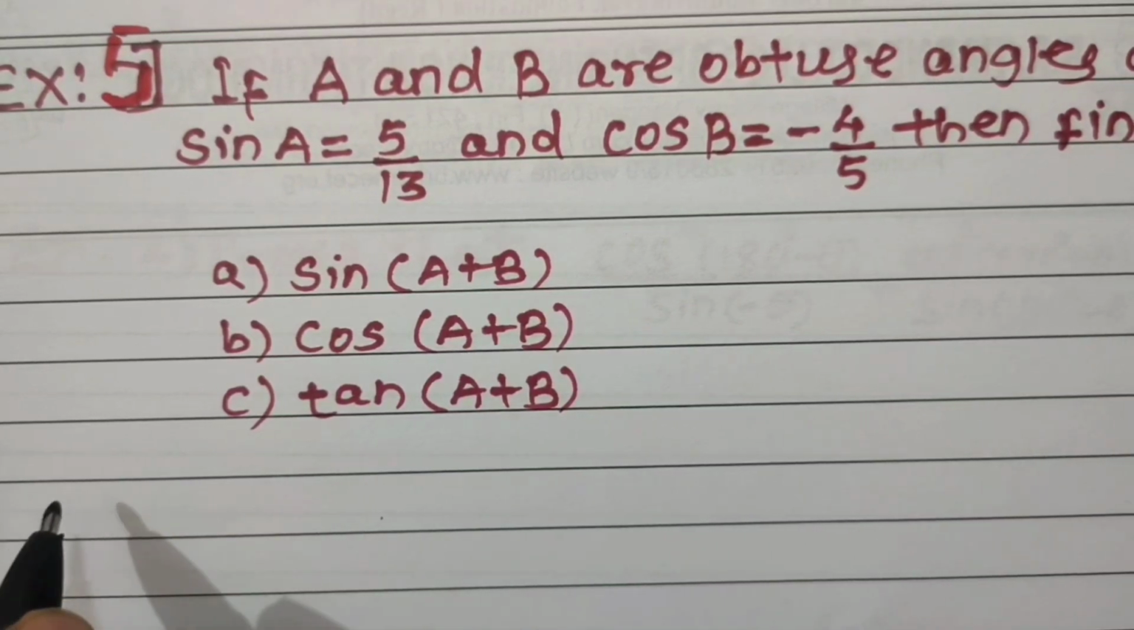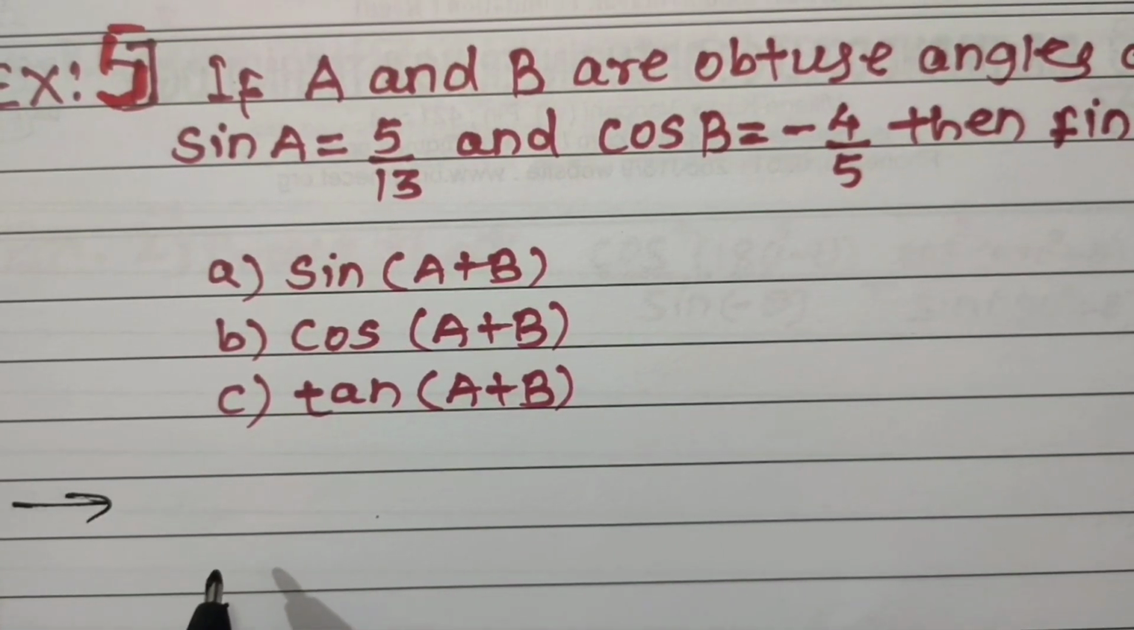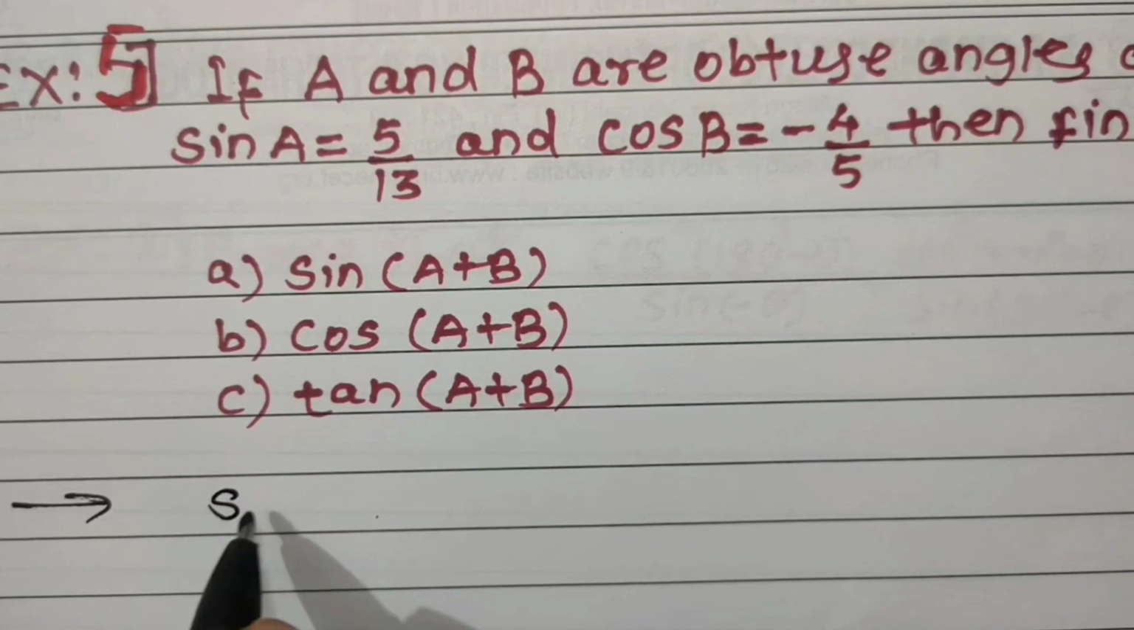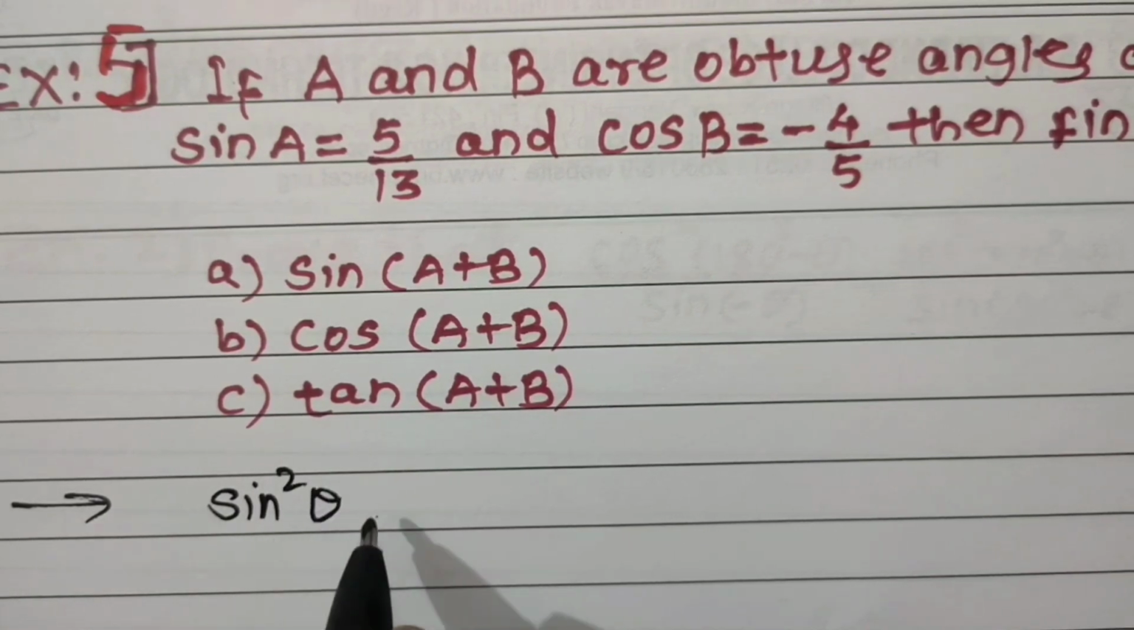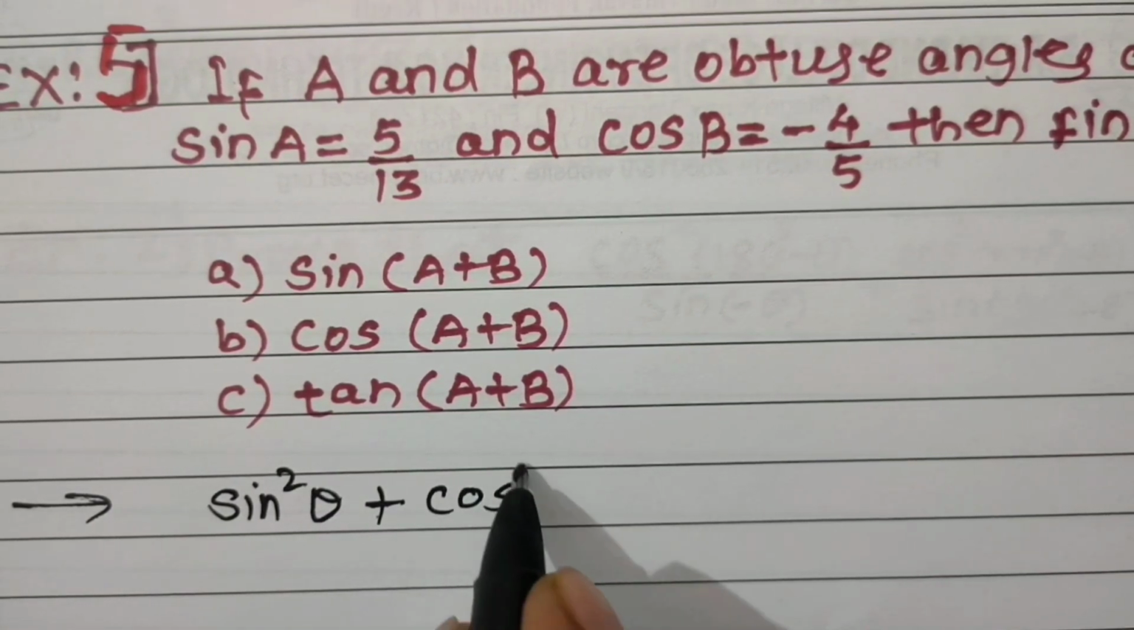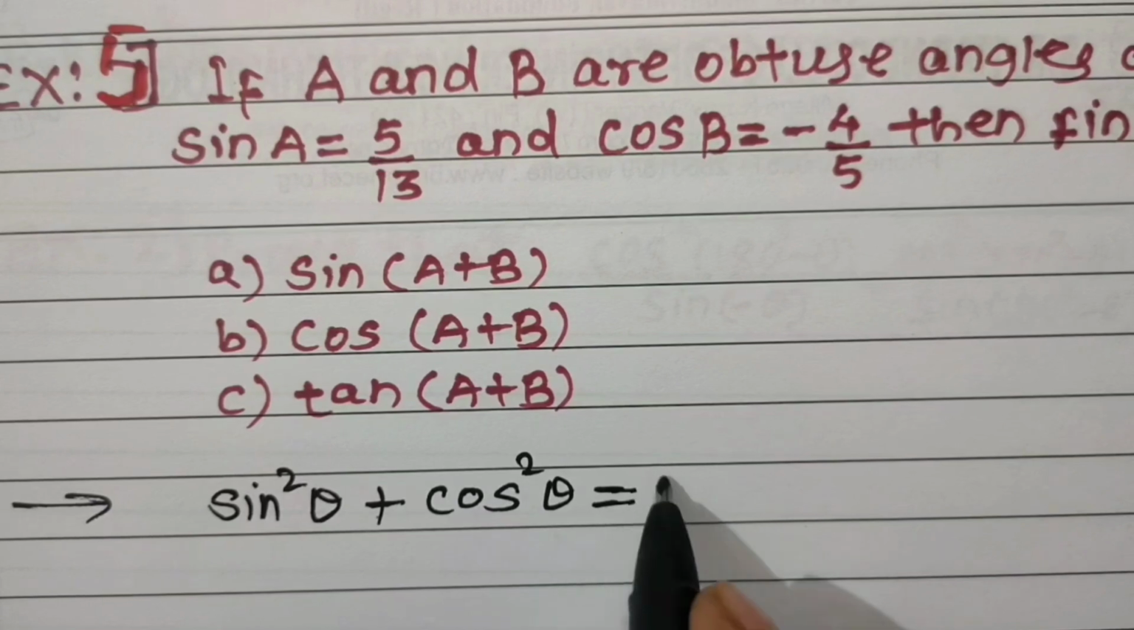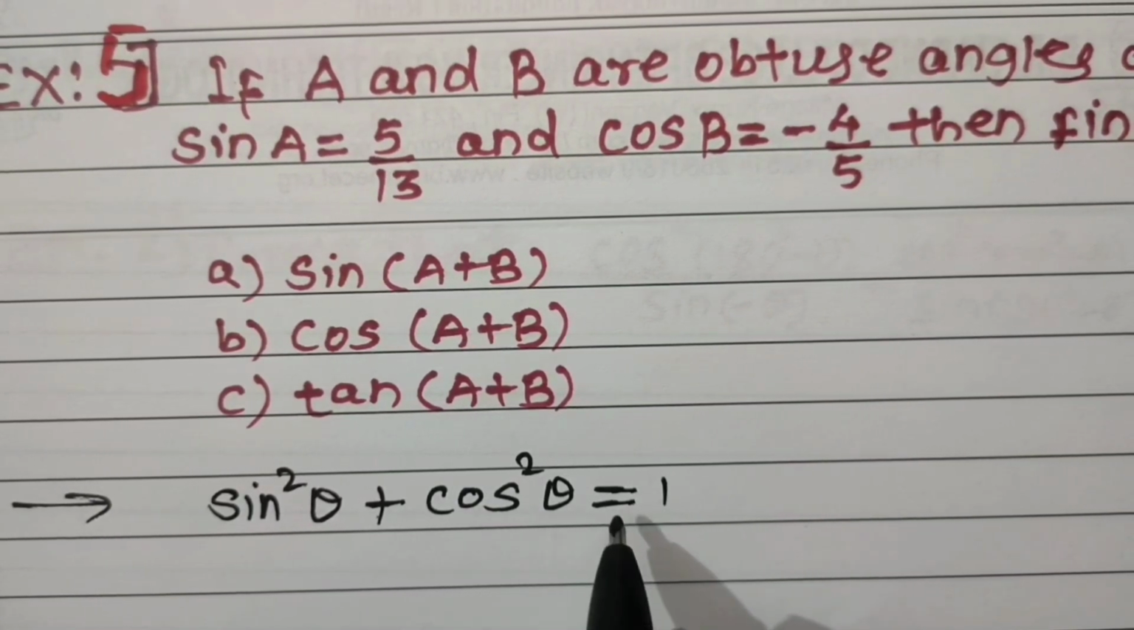So to solve this sum, since we know trigonometrical identity sine square theta plus cos square theta is equal to 1, we have to apply this identity.